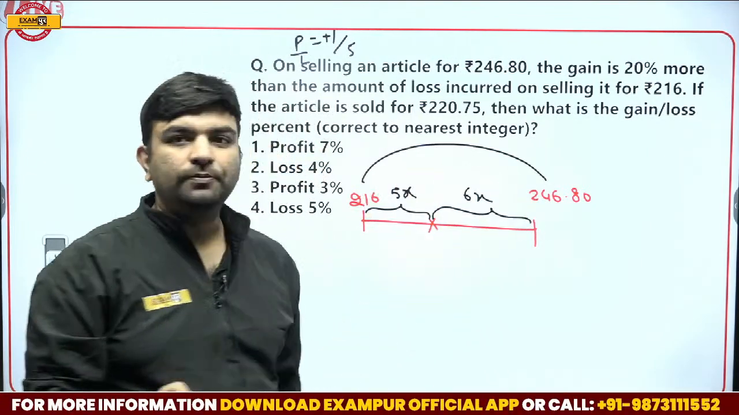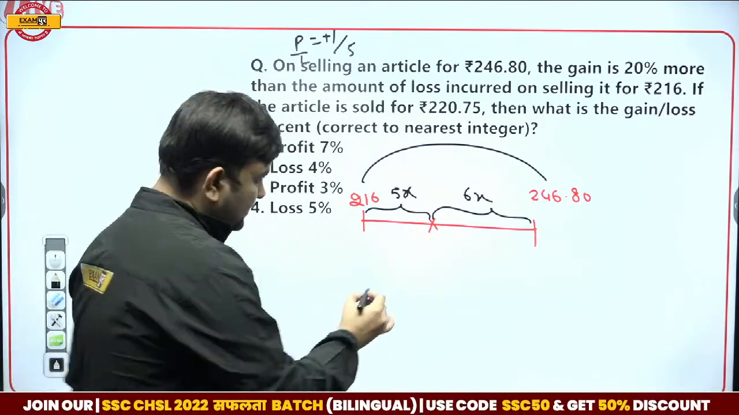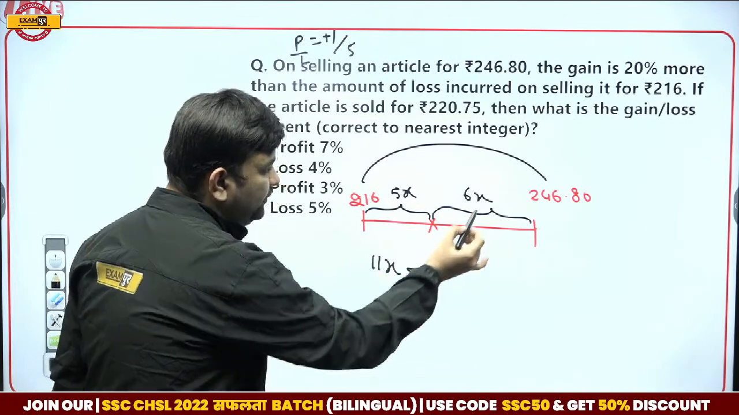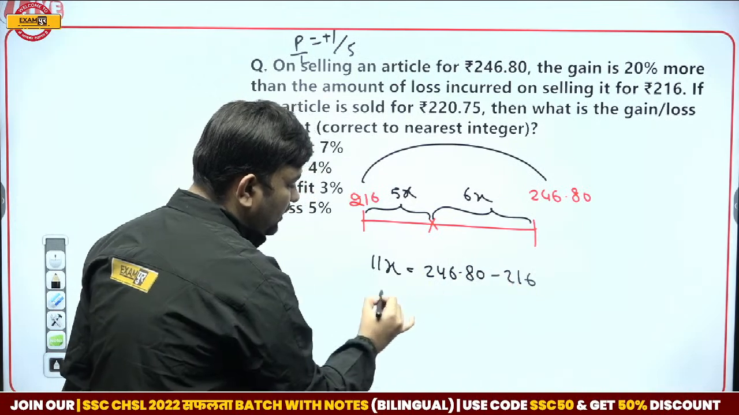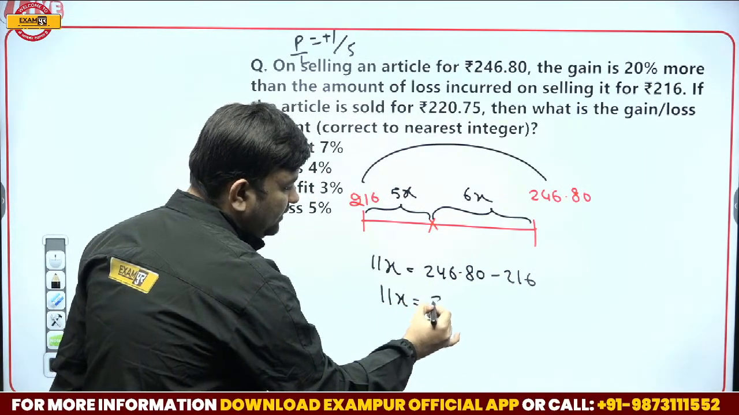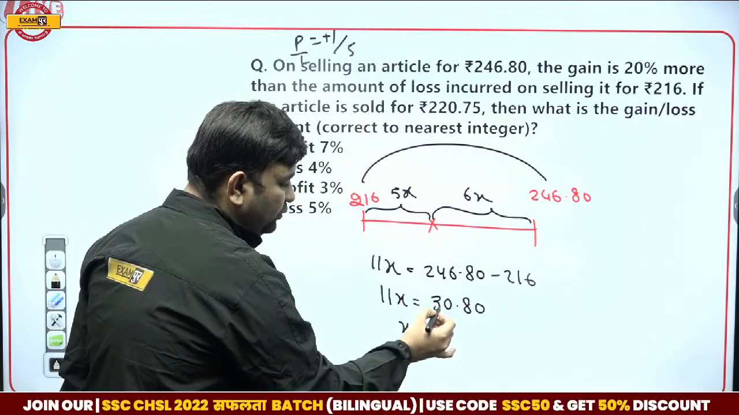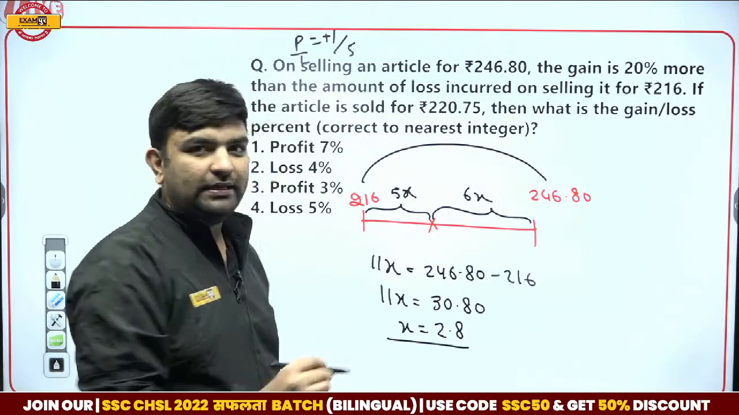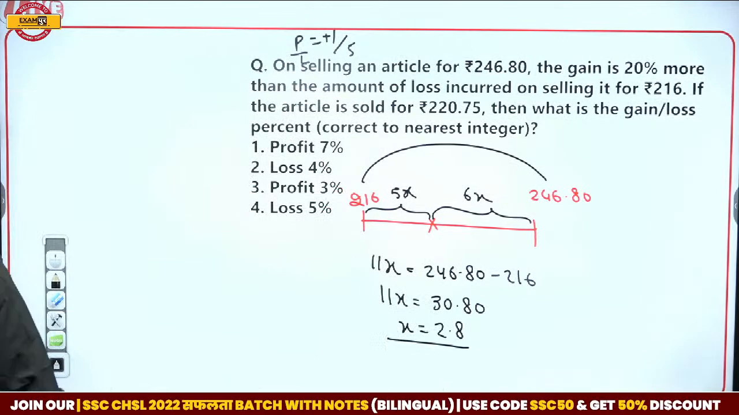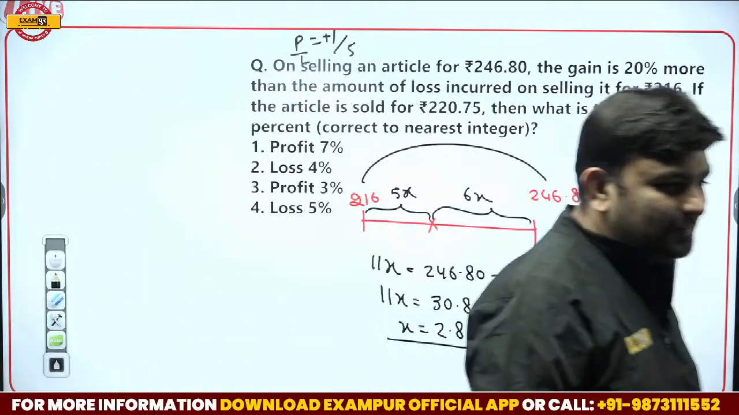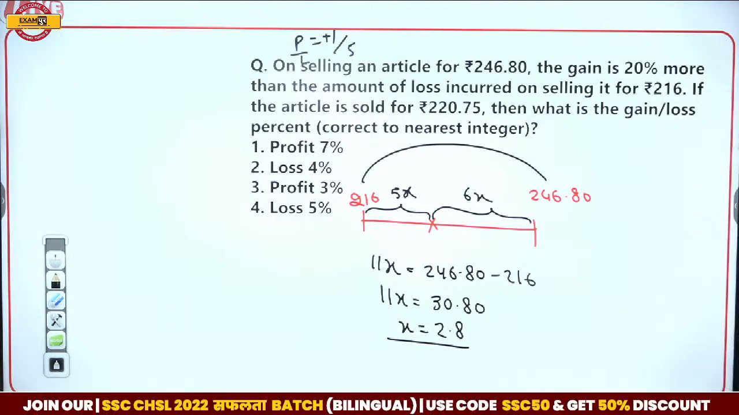So the distance between these two is basically equal to 11x. You will say, sir, 11x is equal to 246.80 minus 216. 11x is equal to 30.80. So x is 2.8. X is 2.8, my dear.